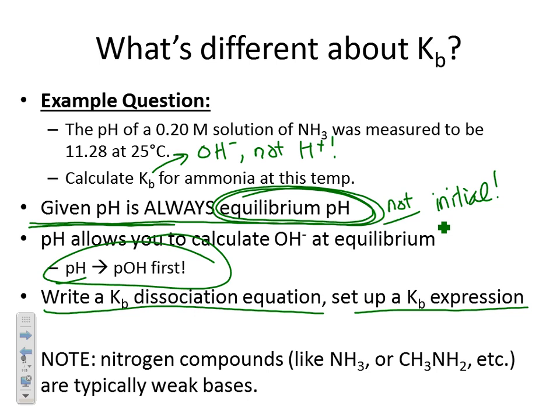Now, a little note here. A lot of nitrogen compounds like ammonia or CH3NH2 tend to be weak bases. So this is just something to look for. If you notice that you have a nitrogen compound like this, maybe even with a lot of H's and a lot of C's, it's probably going to be a weak base. And you'll want to write it as attracting a proton rather than donating a proton.